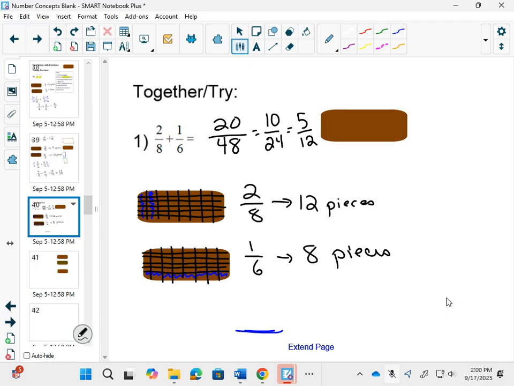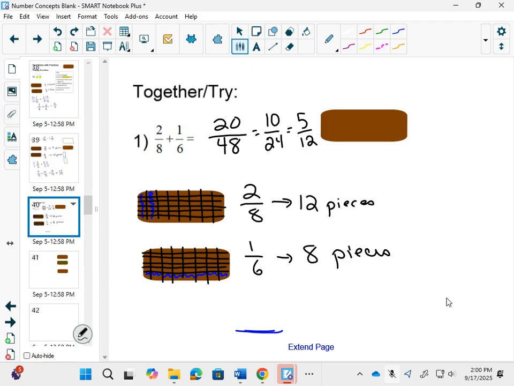I like it. This reduces it down to be 5 over 12. Now, mathematicians will say this is the best answer, and they would call that in simplest or in lowest terms. They want things in lowest terms. 20 out of 48 is the right answer, but the lowest term answer is 5 out of 12.